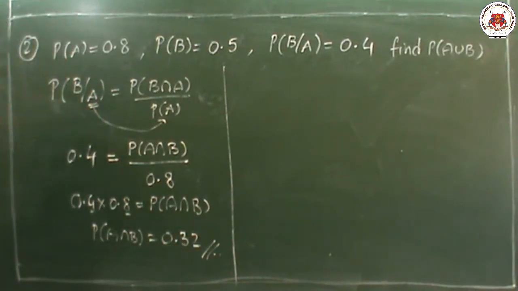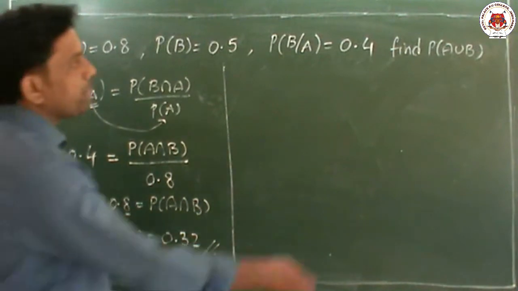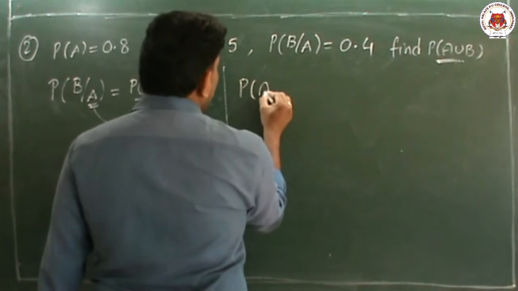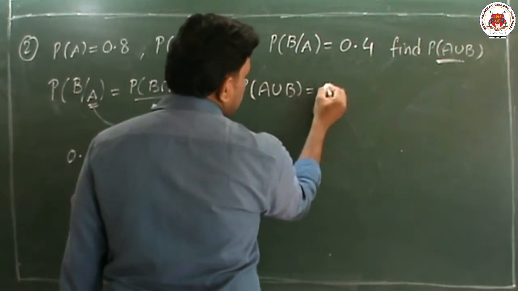So what is the answer? P of A intersection B equal to 0.32. But he is not asking A intersection B. He is asking P of A union B. So P of A union B equal.